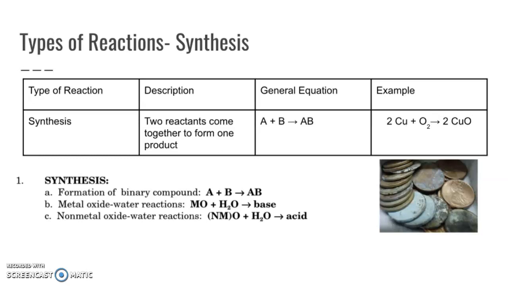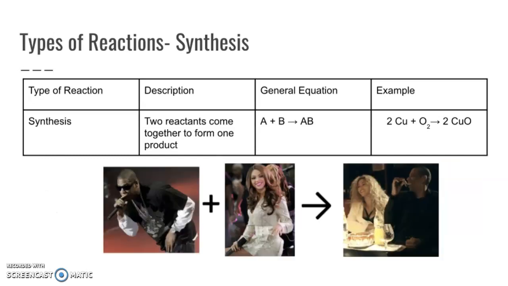Another way to think about this is with people. A plus B gives you AB. You've got Jay-Z plus Beyonce giving you the musical empire of Jay-Z and Beyonce. They're coming together to form 1 product.